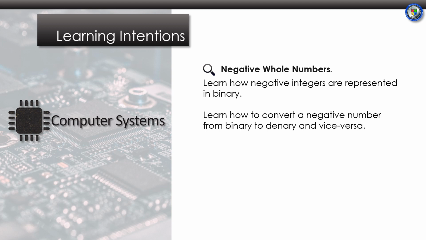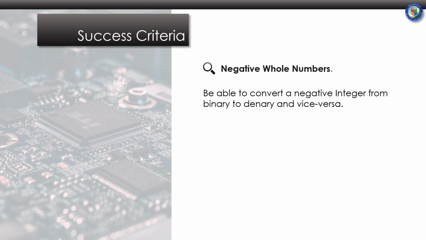The first area we will look at is how the computer stores and represents negative whole numbers. You can now see our learning intentions for this area. As always, we have some success criteria which can be used as a measure of your progress in this lesson. This can now be seen on the screen.